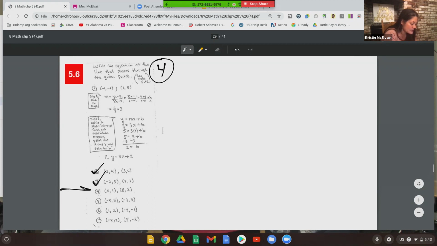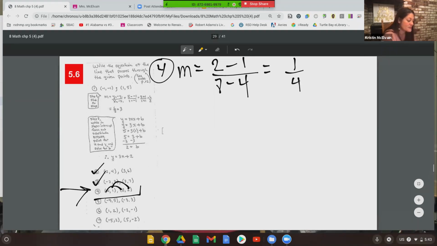Okay, the next thing that we want to do is find our slope. So we're going to go y minus y, which is 2 minus 1, over x minus x, 8 minus 4, gives us 1 over 4 as our slope. Mx plus b.